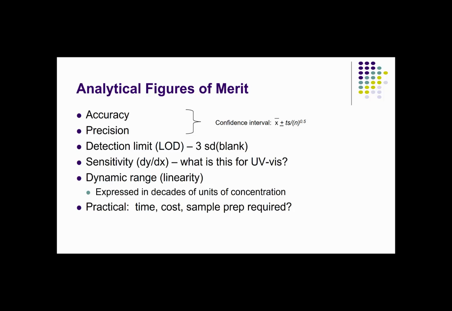Now those are sort of, I'll say, the big 5: accuracy, precision, detection limit, sensitivity, and dynamic range. But there really is a 6th, I'll insist, and that's the practical analytical figure of merit. And under here, I'm sort of lumping together a number of other important considerations that really should not be ignored or neglected when you're considering choosing an analytical method.